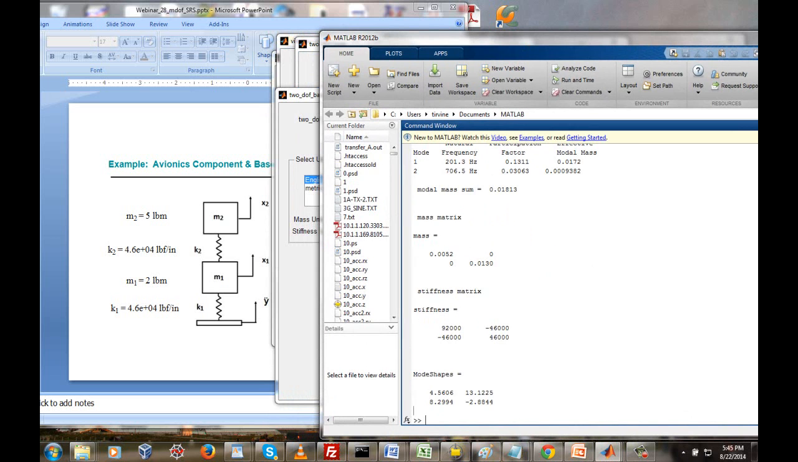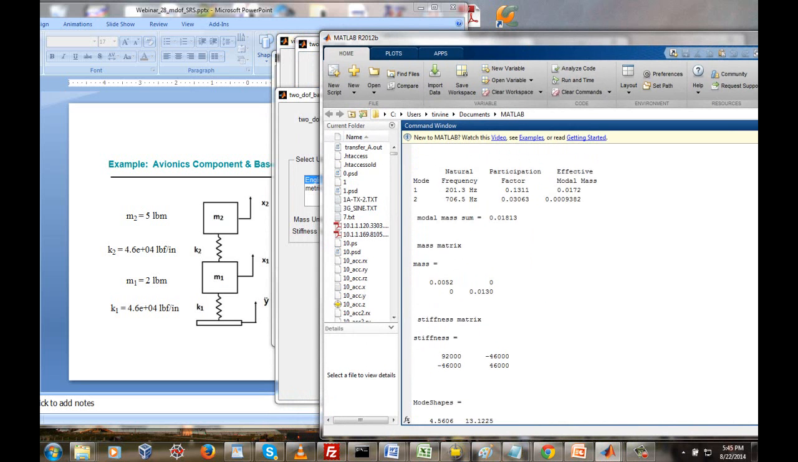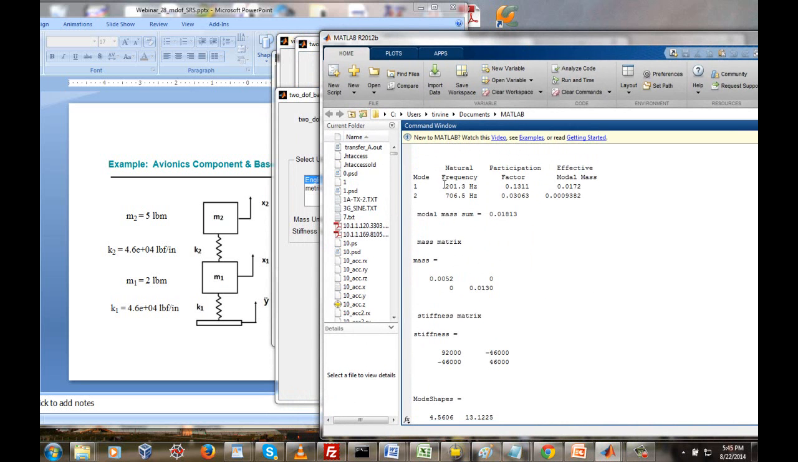So there are a couple of things we need to take a look at here. The first natural frequency, I'm just going to round these off, is 200 hertz. Then the second one is 700 hertz. Those are for the two modes.